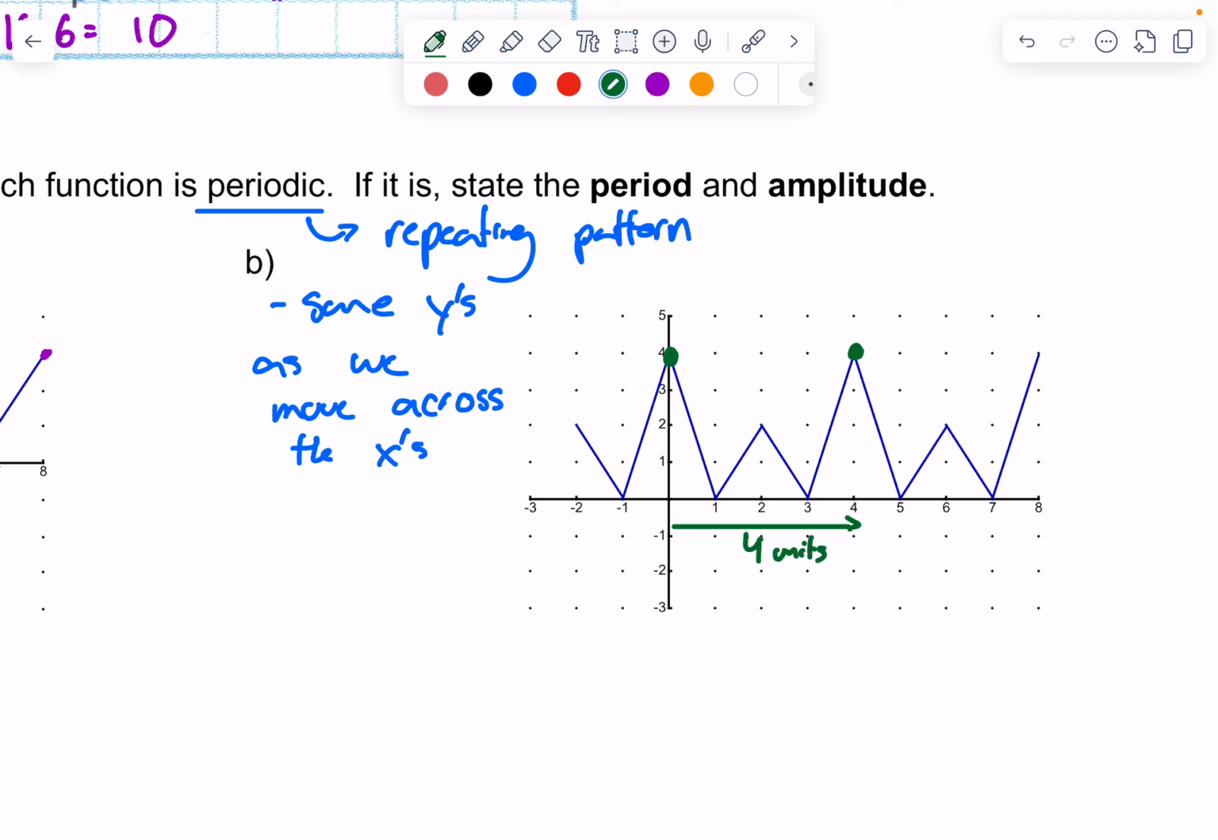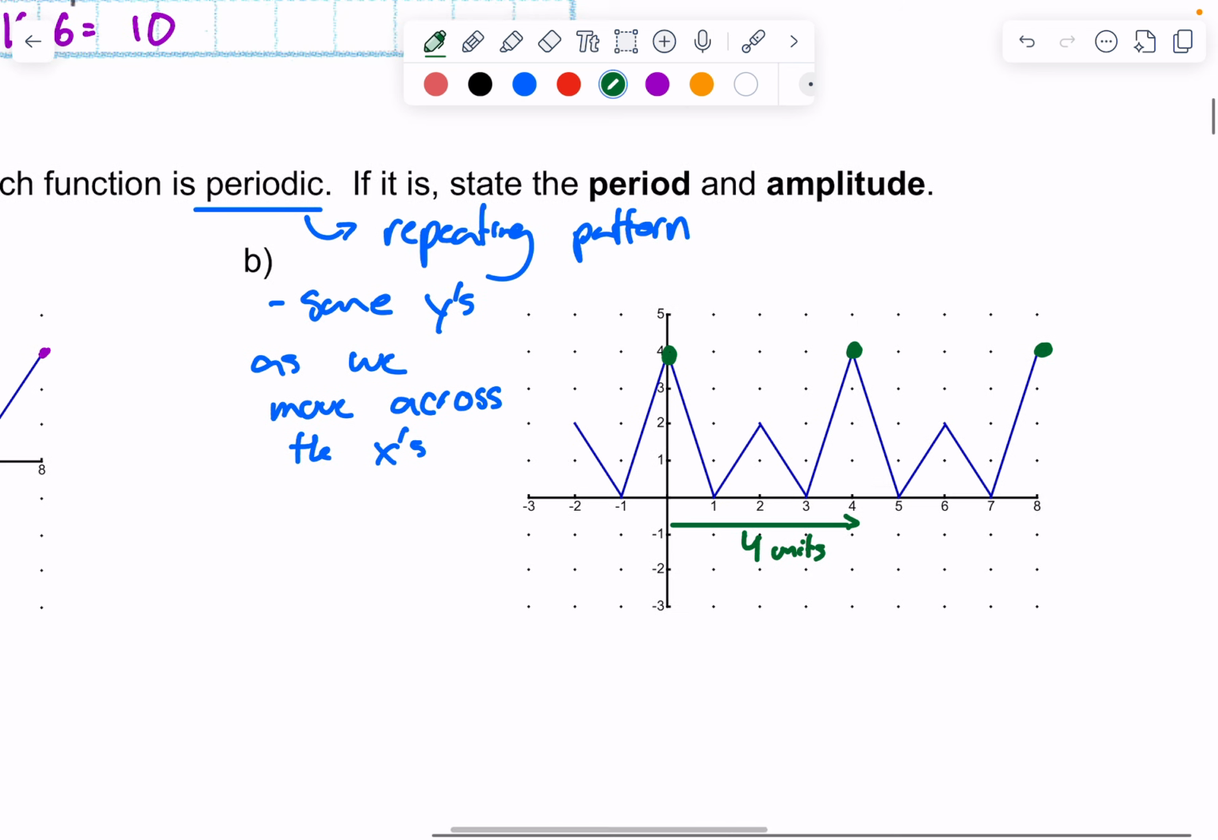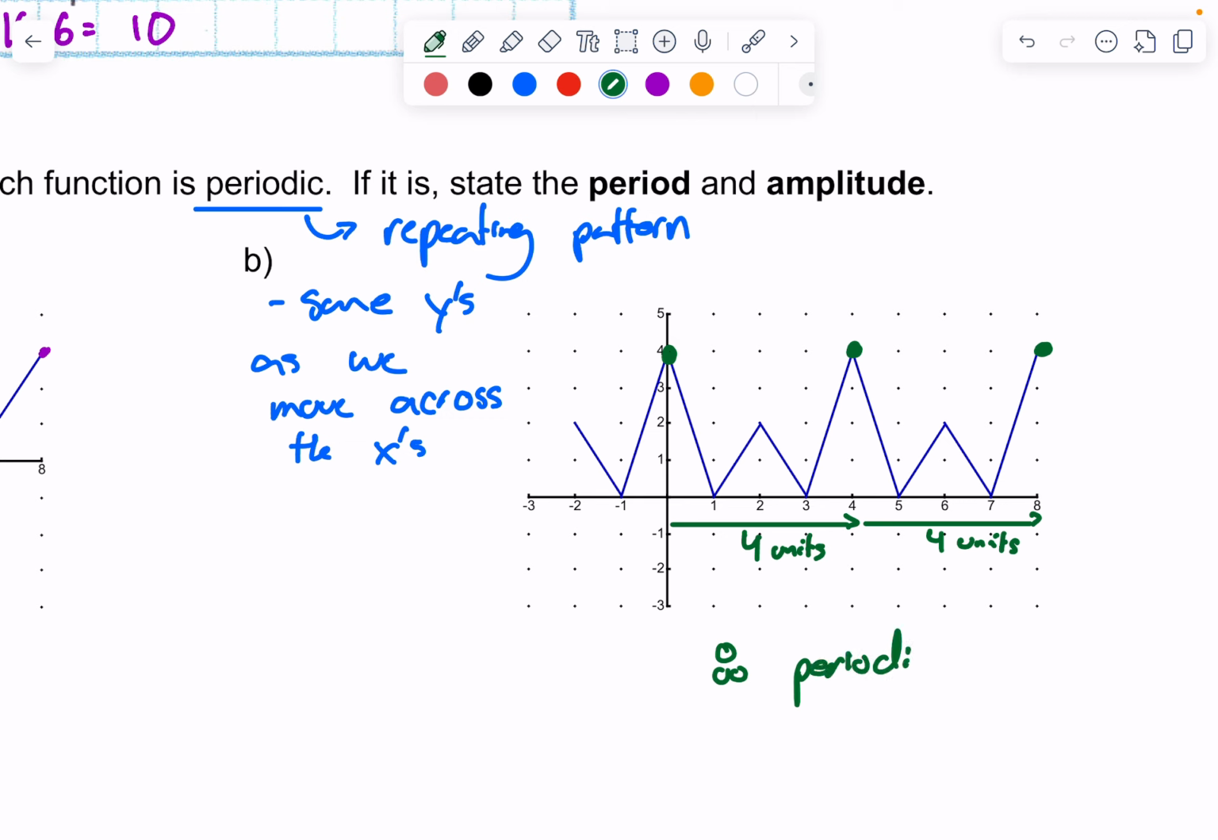Well, I can see that I have that same point once again over here. I had to move 4 units. So because I'm getting the same y value as I move across the same amount of x's, this is periodic, right? And you can do that for any of the other points. You can see that you have this kind of like halfway peak right here. And that happens also over 4 units. So the y's are repeating at set intervals.